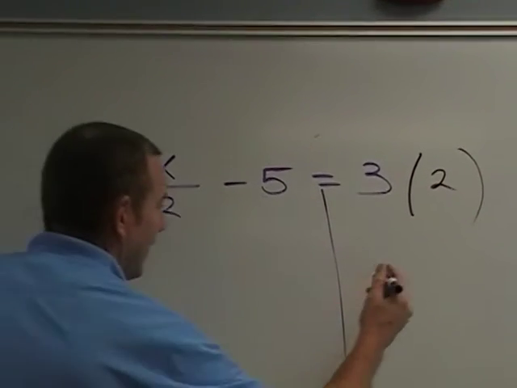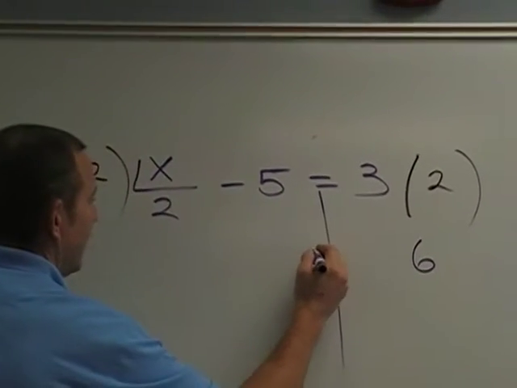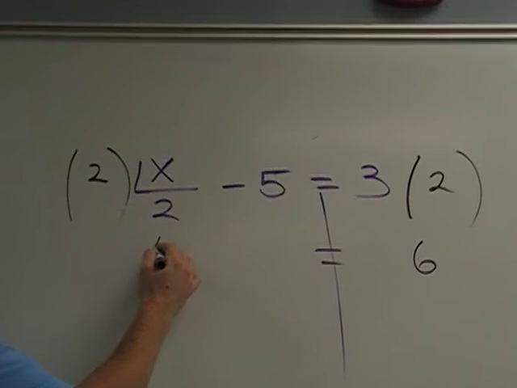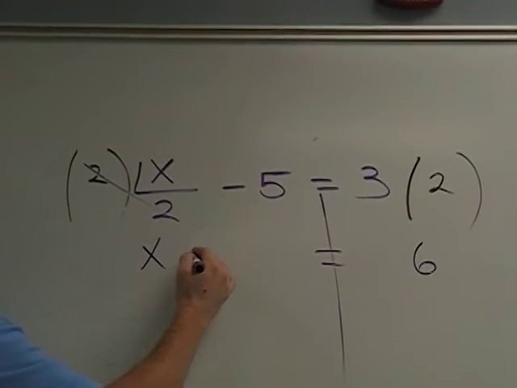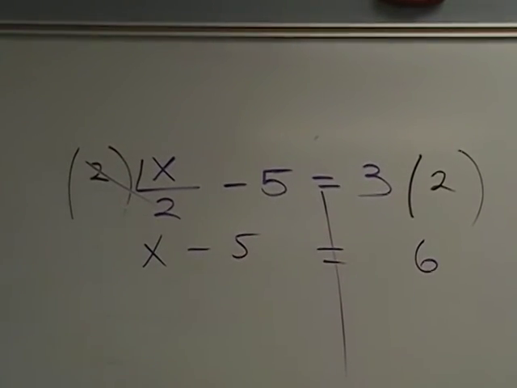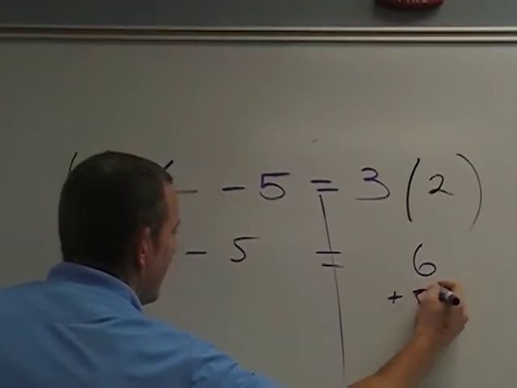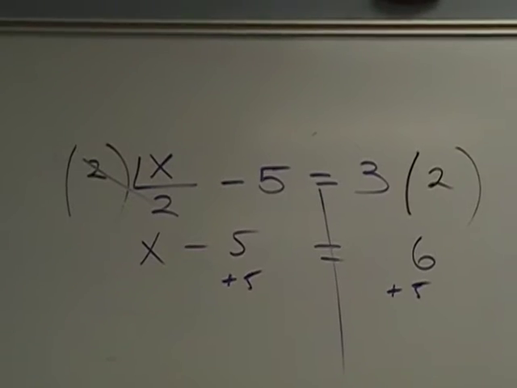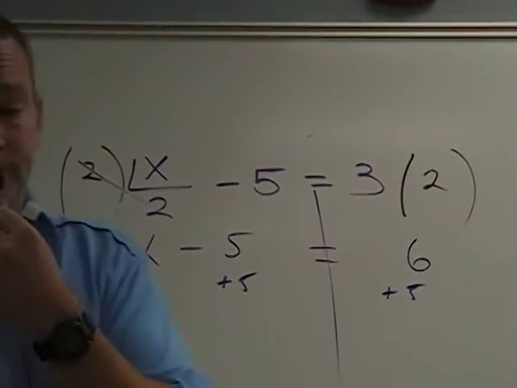This is 6 over here, right? Okay, drop your equal sign. What happens to these 2's? They cancel out, right? So we got x minus 5 equals 6. If you add 5 to both sides, what are you going to get? X equals what? 11.